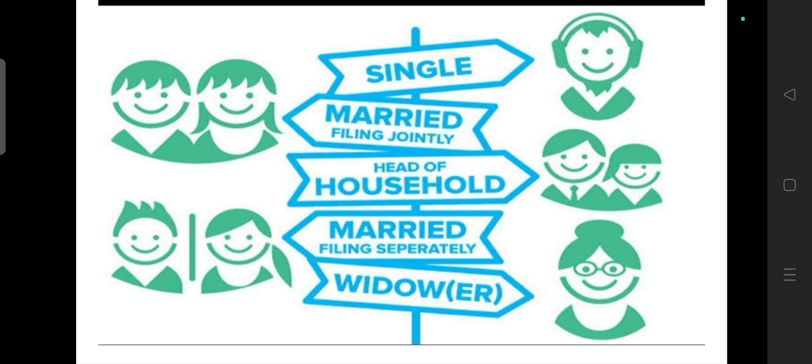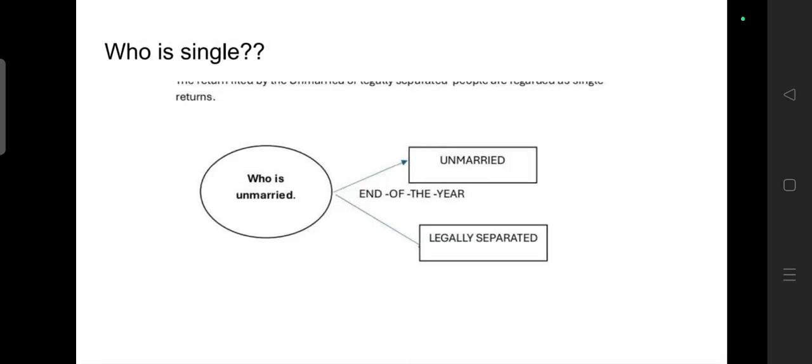This is a diagrammatic explanation of the various filing statuses available in the United States of America. So who is single? We are taking 31st December as the cutoff date. If a person remains unmarried on that date, or on that date a person is legally separated, was married before but that partner is not with him, legally they have moved to two different dimensions, such people are regarded as single, and the return filed by those people is known as a single return.